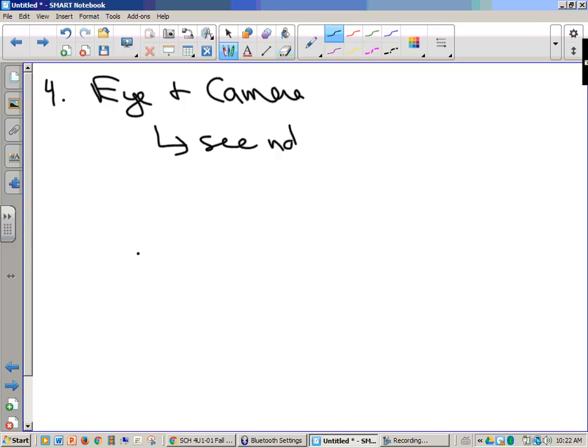See notes for diagrams and parts. I'm not going to draw an eye and talk about all those parts and those pieces. You've got to go and look at your notes. Your notes are probably on Google Classroom, right? When we did the eye, most of you opened that document and you wrote on it, right? Remember when we did that? That's where you're going to go to study from. So where it says see notes, that's Google Classroom.